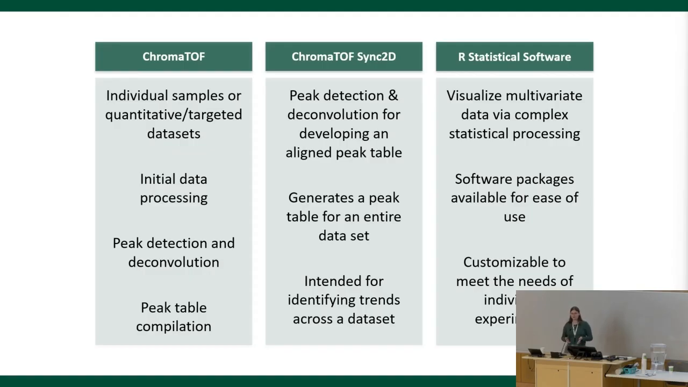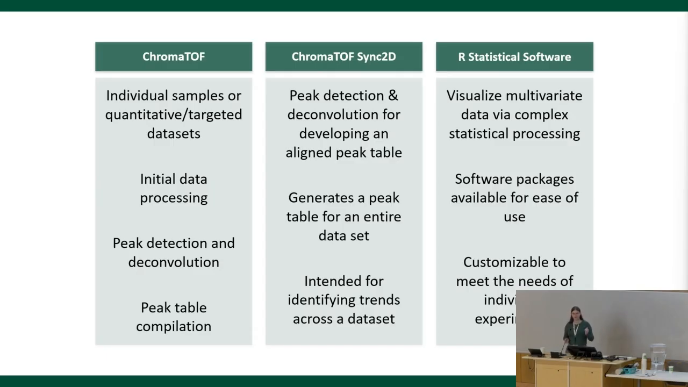But often our sample sets have hundreds of chromatograms in them, so we want to do something a little bit more efficient, and that's when we use ChromaTOF Sync 2D. Sync 2D is an alignment software that does peak detection and deconvolution for all of the chromatograms in your data set at once, and it gives you one peak table list for an entire data set, which is really useful when you're trying to identify trends across your data set.